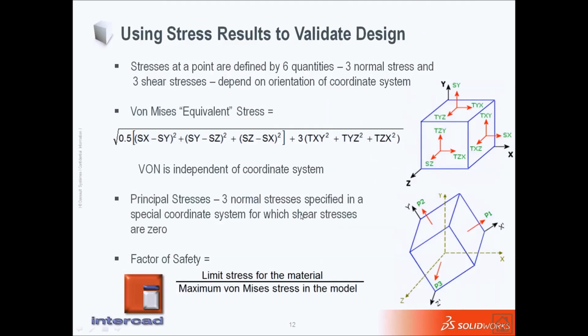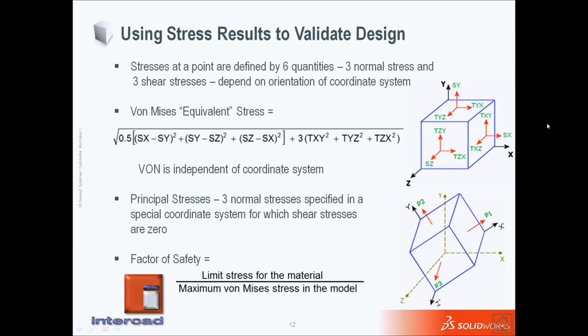All right. Now, since we have the setup, we have to understand what we need to know and what we need to measure to validate our design. So basically, one of the major properties we are always evaluating is stress. You can see in the picture, stress at a point is defined by six quantities: three normal stresses, Sx, Sy, and Sz, and three shear stresses.